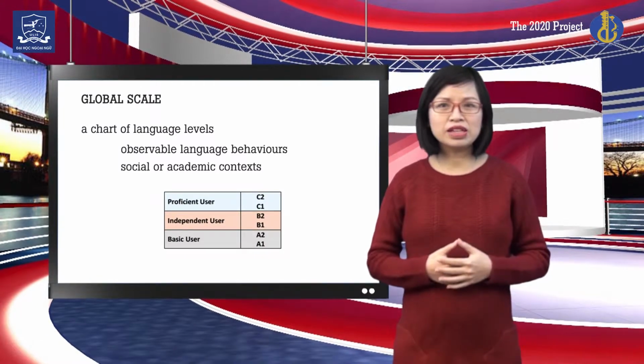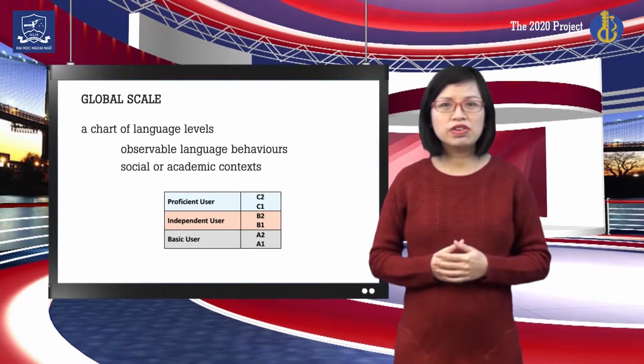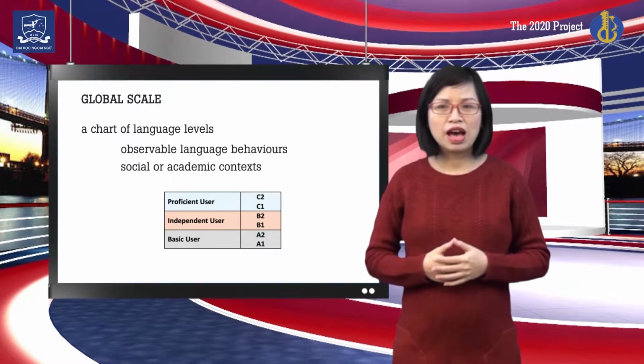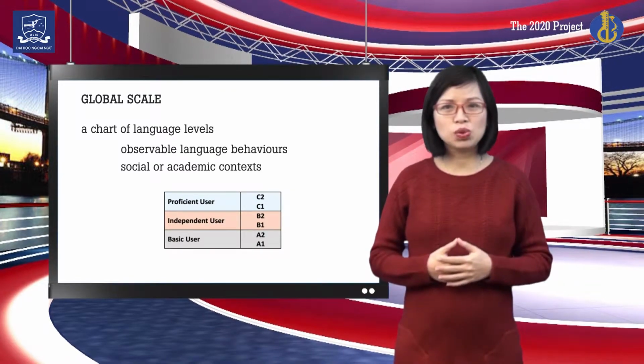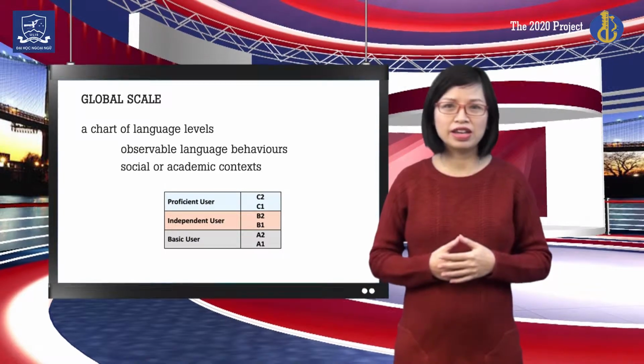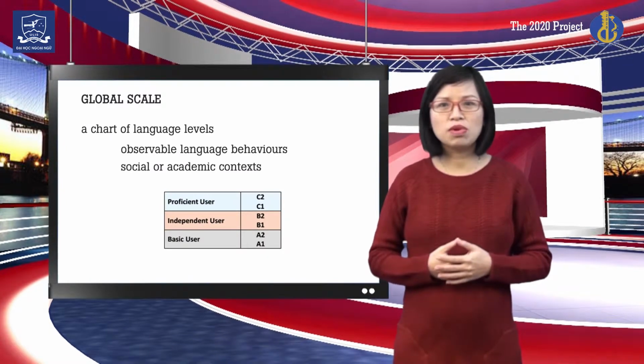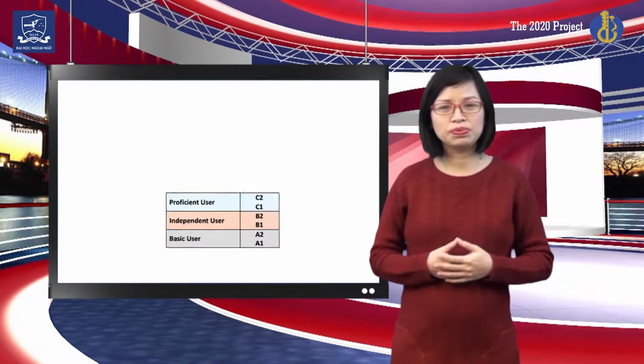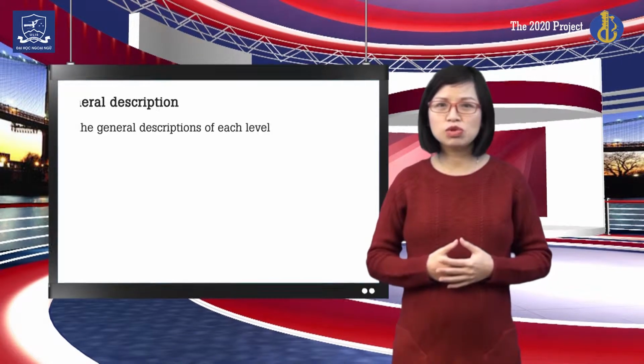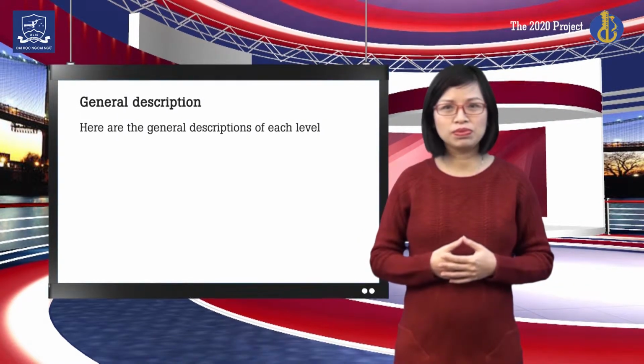Each of those bands is divided into two, giving us 6 main levels. However, C1 and C2 are normally seen as too high, even for native speakers, so this module only focuses on the other levels from A1 to B2. Here are some general descriptions of each level.